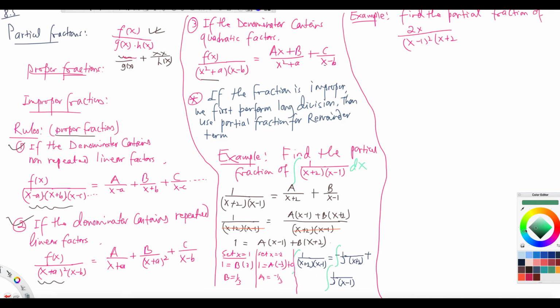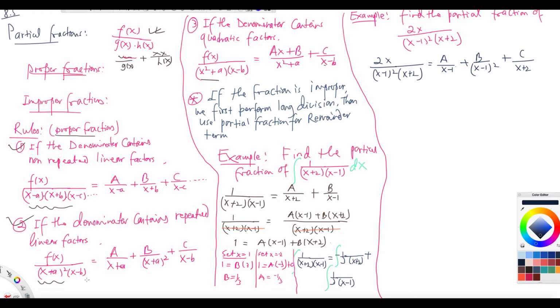Okay, and let us see another example that says find the partial fraction of 2x over (x minus 1) squared times (x plus 2). See that? So you see that x minus 1 is repeated. So how do I do that? You write 2x over (x minus 1) squared times (x plus 2) as a over (x minus 1) plus b over (x minus 1) squared plus c over (x plus 2). That's what you get, right?